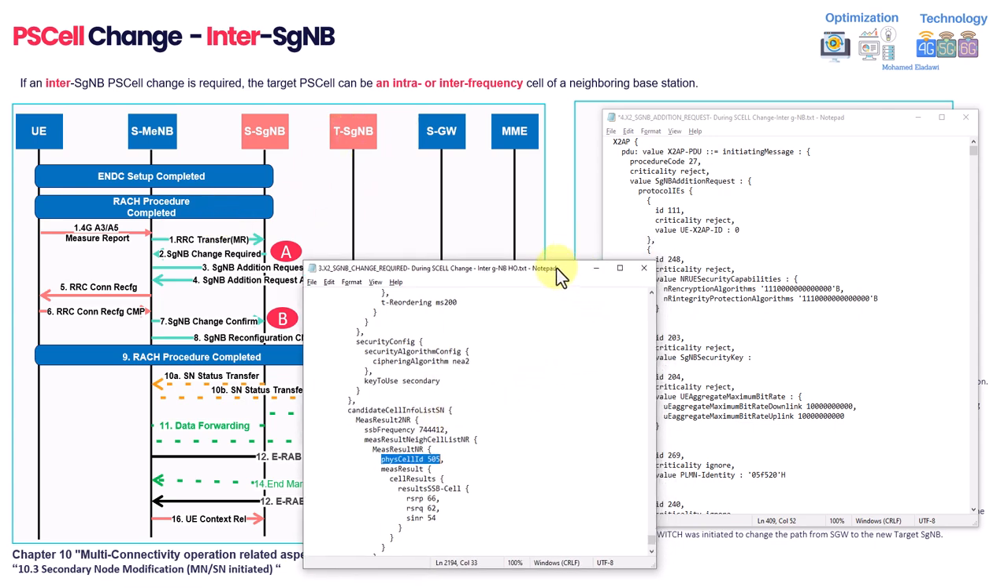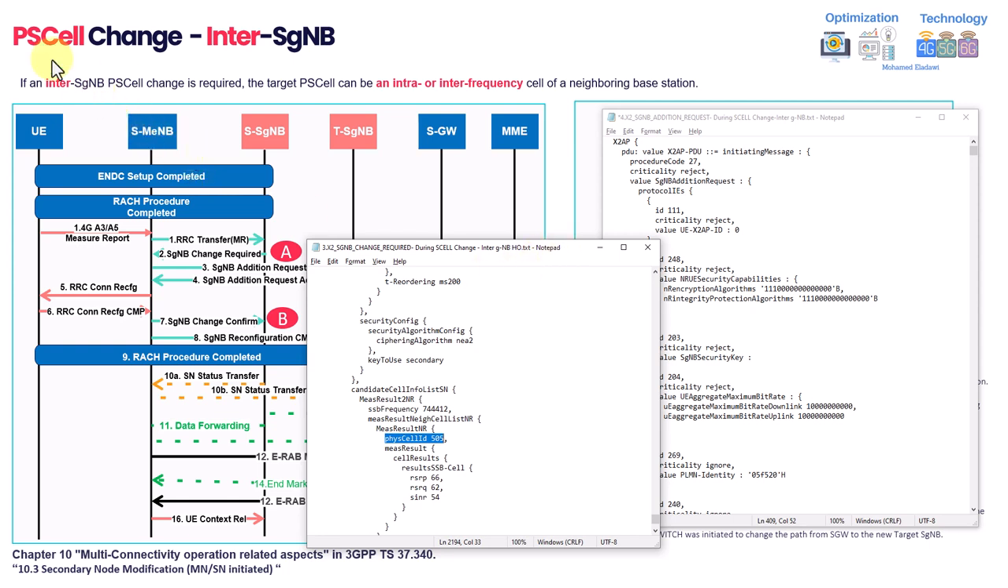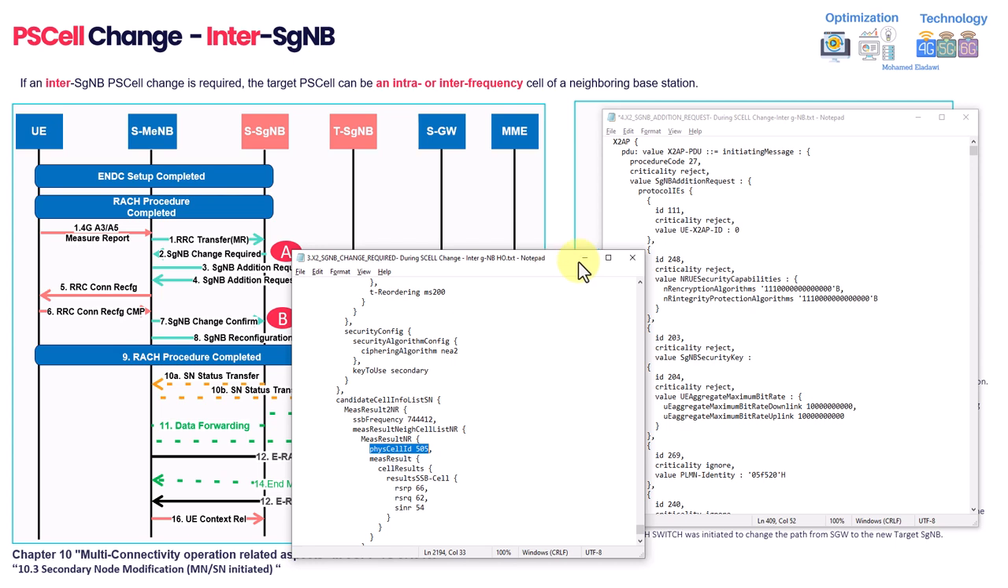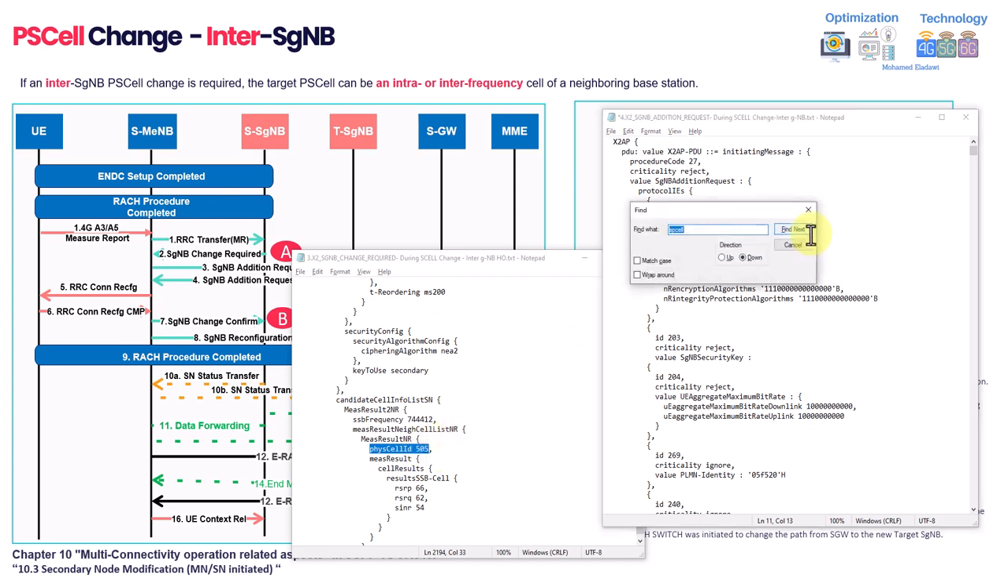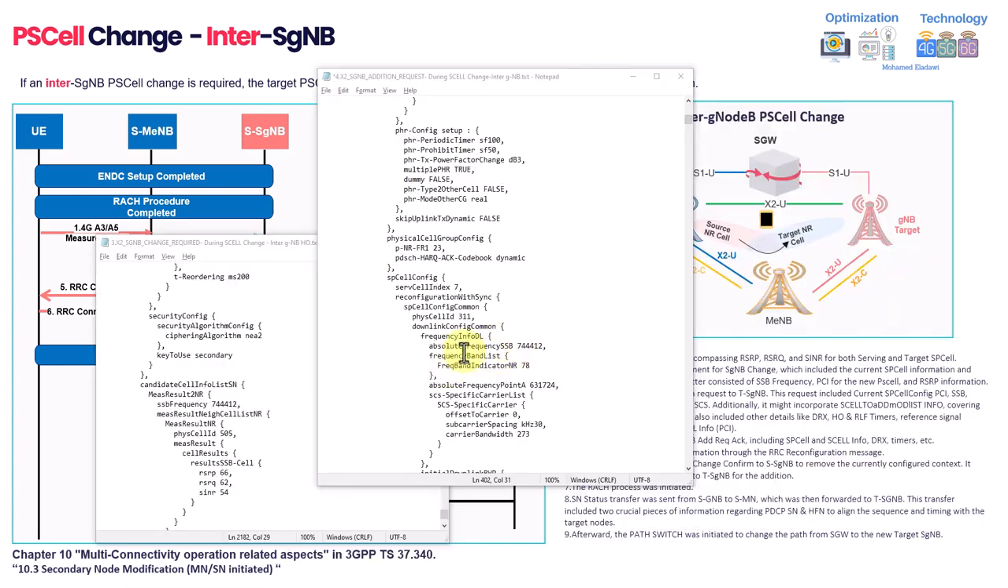So for example here, it is required to change the primary secondary cell, or SP cell. If you remember, in the very beginning I explained the concept of this naming of the SP cell and this cell and so on. In this case, you can even search with the PCI or search for the SP cell, the secondary primary cell.